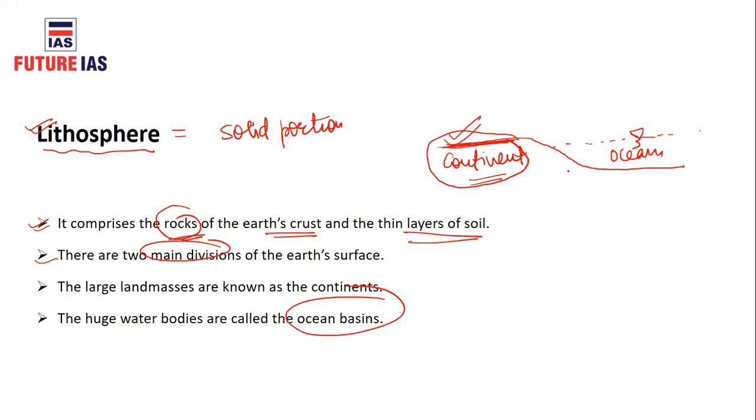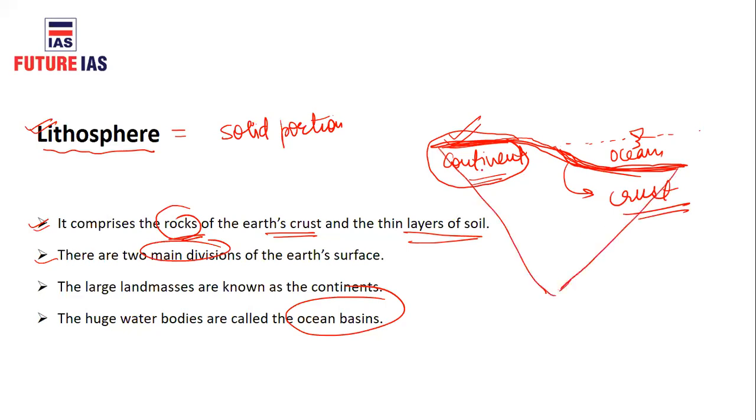So you will have these oceanic basins, and you must also understand you will have this lithosphere. The upper portion is called the crust. And below that, you will have different layers.